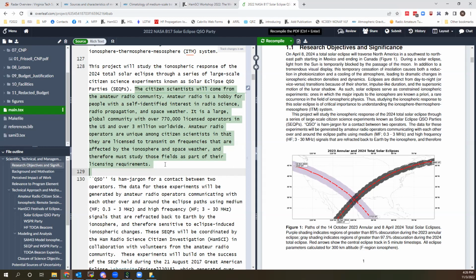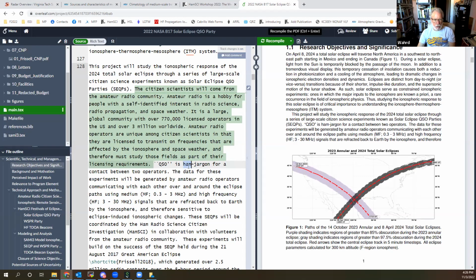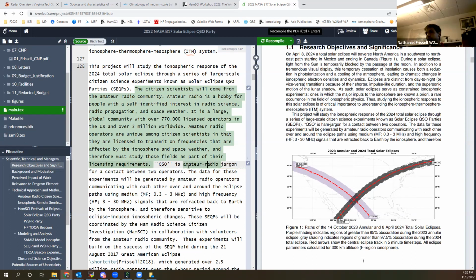Better. Okay, great. So now I define what QSO is here because we have solar eclipse QSO party. Instead of ham jargon, let's say amateur radio jargon. The whole ham thing is kind of confusing to outsiders.